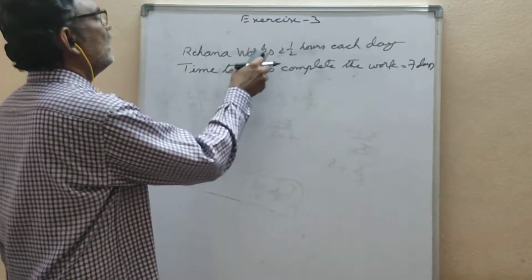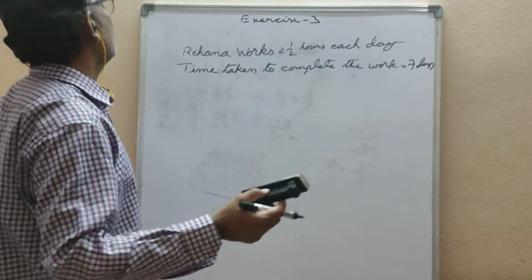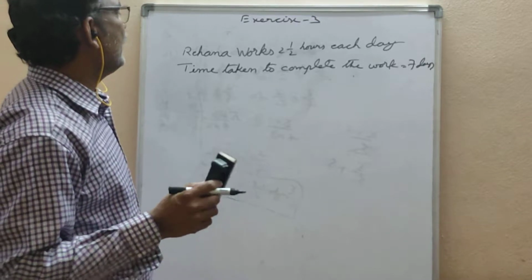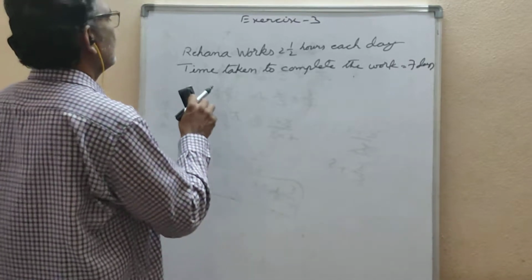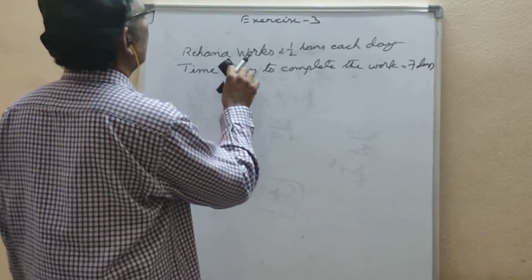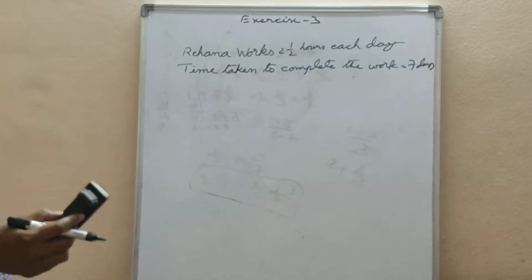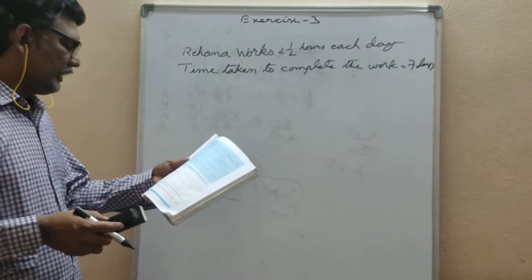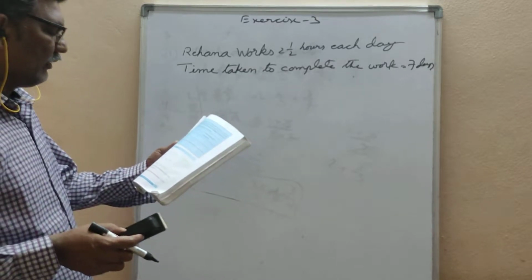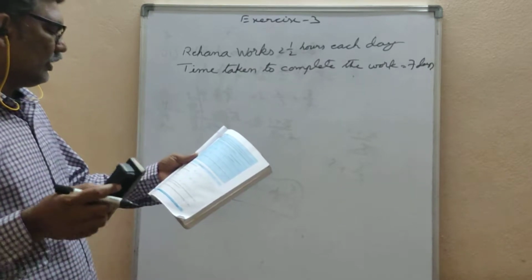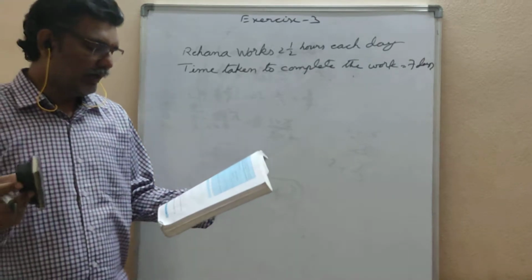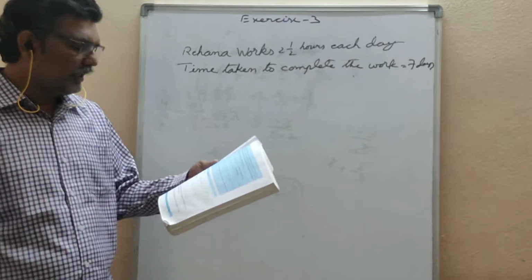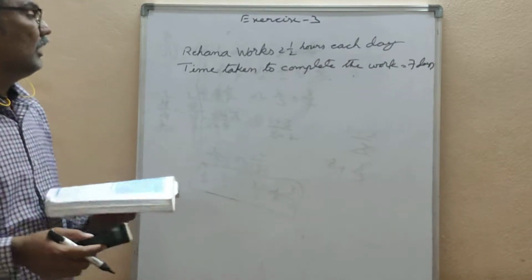So here, Rehana works 2.5 hours each day. You can rewrite that as work done by Rehana in 1 day. In 1 day, how much work will she do? 2.5 hours. How many hours did she take to complete her work? Rehana works 2.5 hours each day on her embroidery. She completes the work in 7 days. How many hours did she take to complete her work?